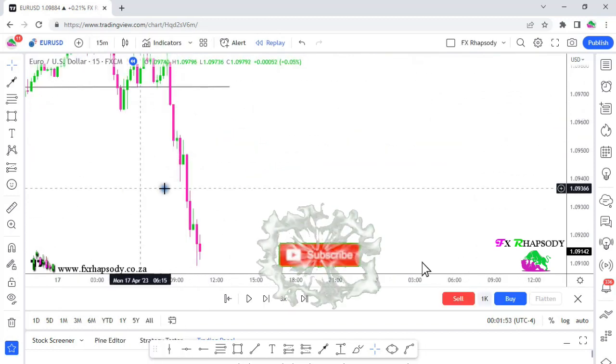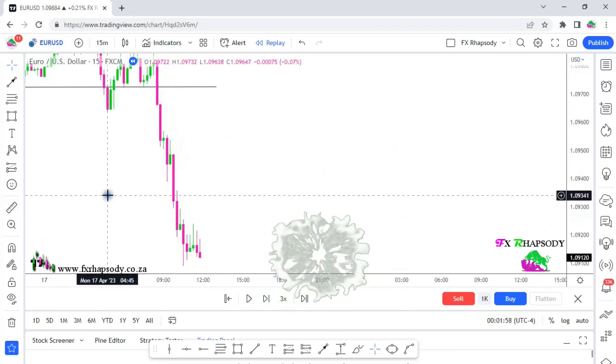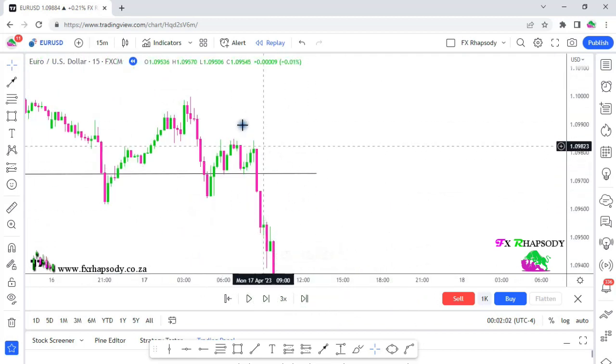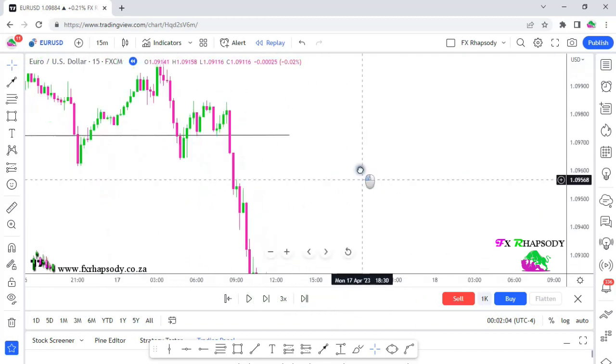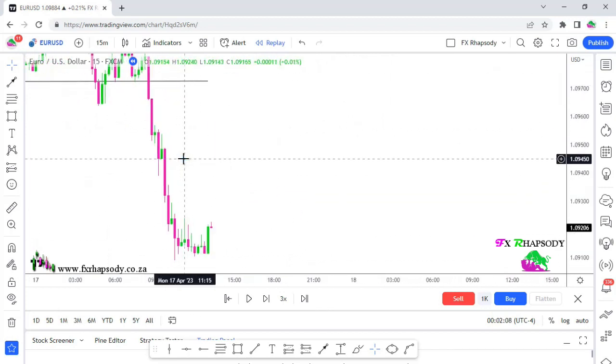Okay guys, 15 minute time frame. So what happened in the 15 minute time frame? Obviously, we saw the price breaking this area. This was our 1 hour mark. So we saw price jumping down or breaking through that area with a huge downwards movement.